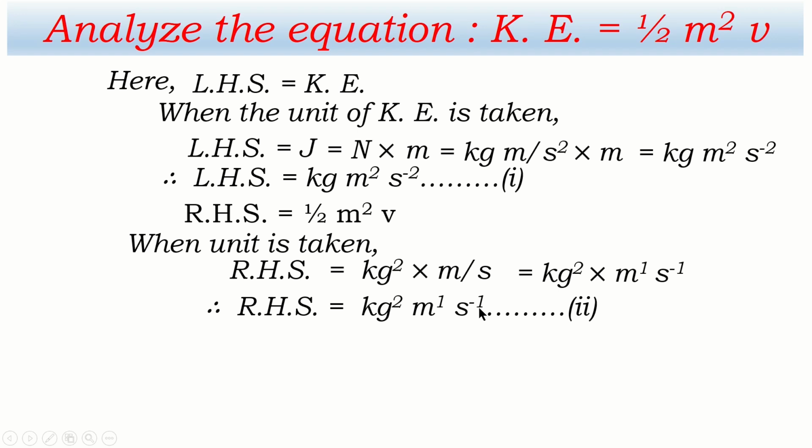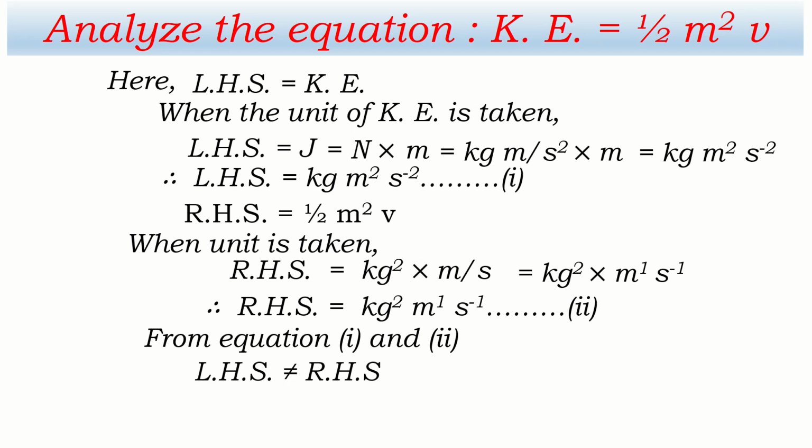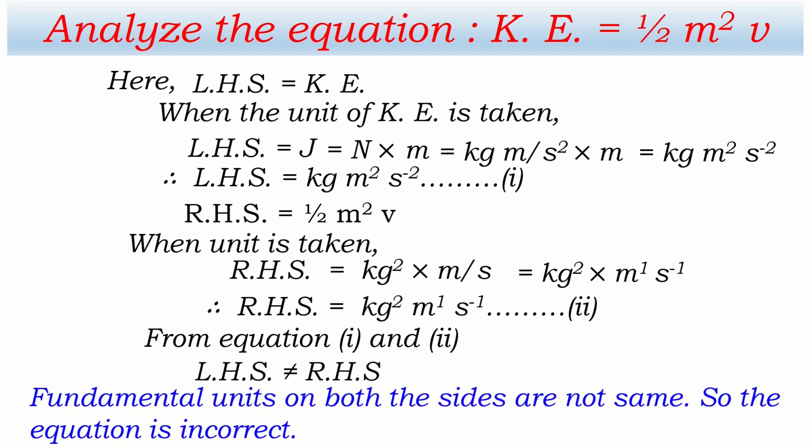Okay, now compare left hand side and right hand side. Kg meter square second to the power minus 2. Here kg square meter to the power 1 second to the power minus 1. They are completely different. That's why from equation 1 and 2, left hand side and right hand side are not equal. So this equation is not correct. Fundamental units on both the sides are not same. So the equation is incorrect. This way we can declare whether the given physical equation is correct or not by the unit analysis.